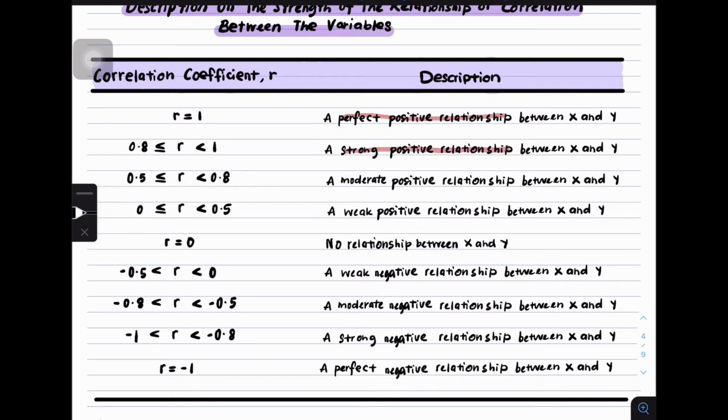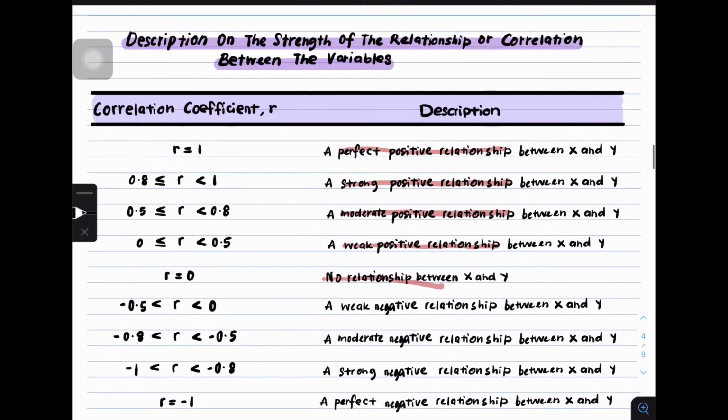Okay, if we have R in between 0.5 to 0.8, we have moderate positive relationship. Okay, if we have R between 0 to 0.5, we have weak positive relationship. If we have R equal to 0, means we have no relationship. Okay, so the value of R lies in between negative 1 to 1. Here we have 0. Okay, if R equal to 0 means we have no relationship between X and Y. There is no relationship or no correlation between X and Y.